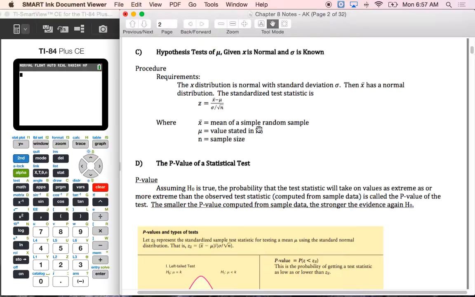Now you're going to be finding a p-value. It's just like you did when we went through chapter 6 and we wanted to figure out, once we knew our z-value, what's the probability. That's what you're looking at here. We're trying to find the p-value or the probability that something occurs. So for your p-value, assuming the null is true, the probability that the test statistic will take on values as extreme as or more extreme than the observed test statistic is called the p-value. The smaller the p-value computed from the sample data, the stronger the evidence against the null.